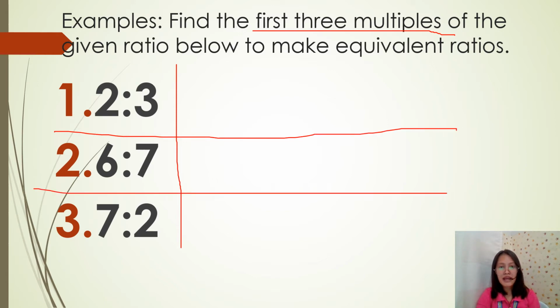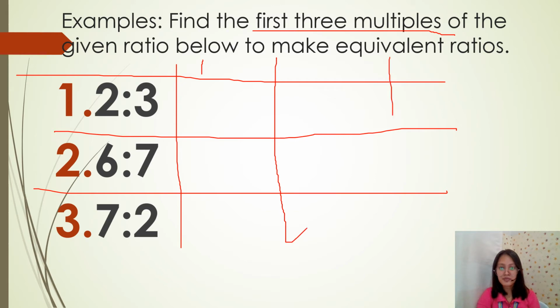If we multiply these numbers by 1, ano po yung magiging first multiple natin or first equivalent ratio? 1, again, kapag nagmumultiply tayo, hindi lang po sa isang term, i-multiply natin both terms para makuha natin yung equivalent ratio niya. 1 times 2, that is 2. Then 1 times 3 equals 3. Therefore, equivalent ratio ni 2 is to 3 is also 2 is to 3.